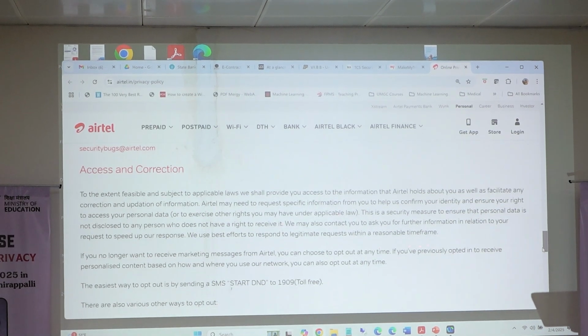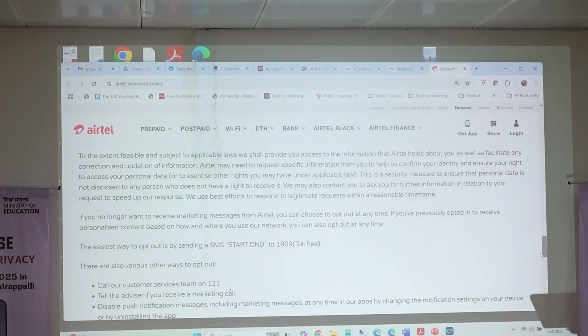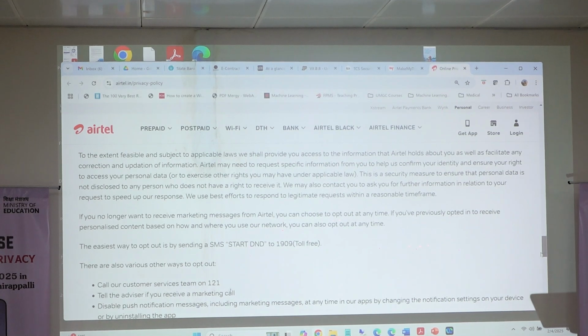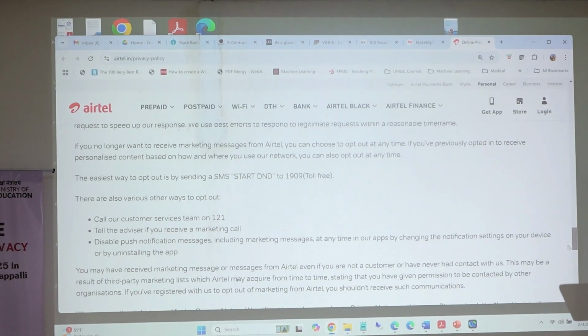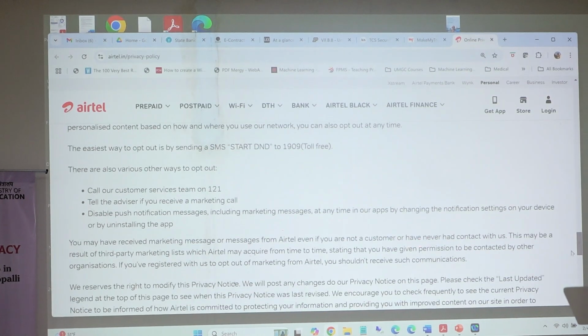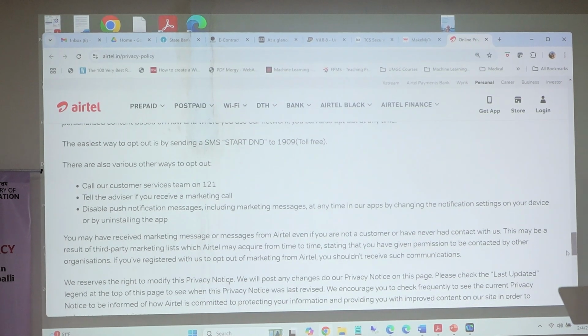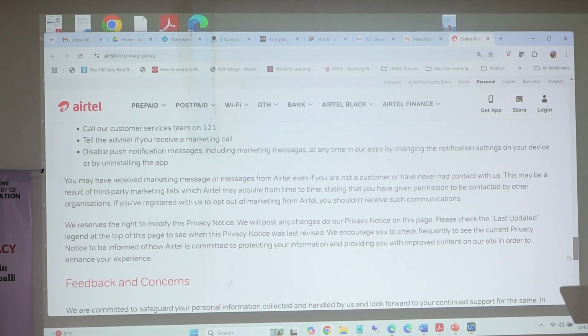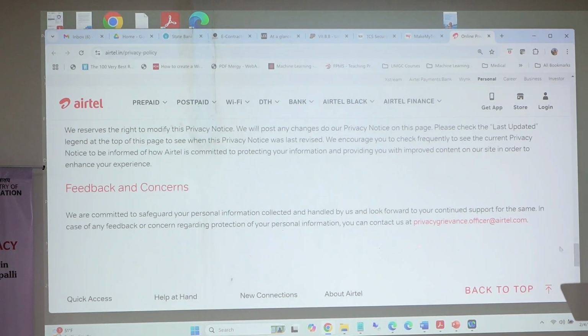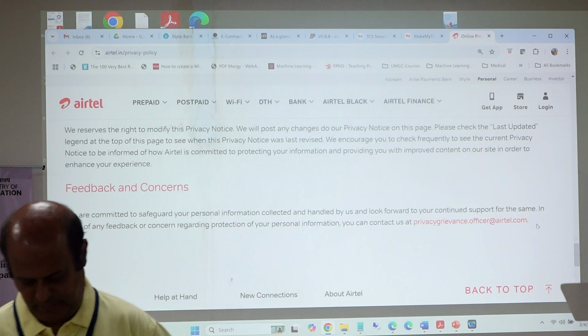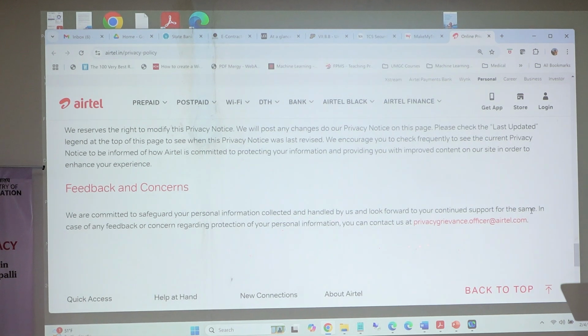They're also telling you various ways to opt out in general, and they're giving you a contact number, and you can opt out of at least a marketing call. And if you have feedback and concern, you can write to them. So it seems to me they are following most of the privacy principles we outlined.